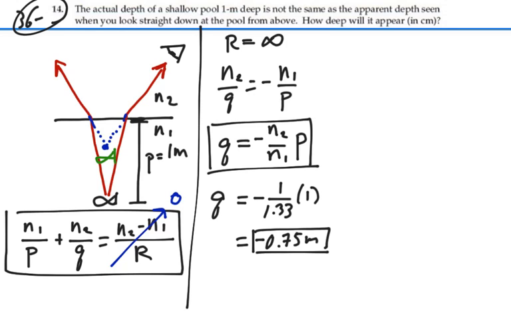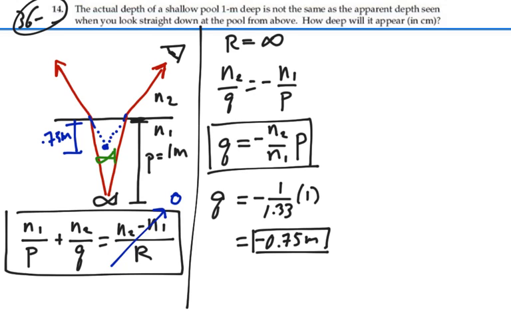Negative means that our image is not on the side of the outgoing rays, it's on the side of the incoming rays in this case, so it's actually below the water, not above the water where the outgoing rays are reaching our eyes. So the image is below the water at a depth of 0.75 meters.